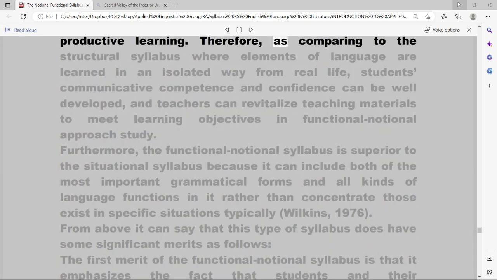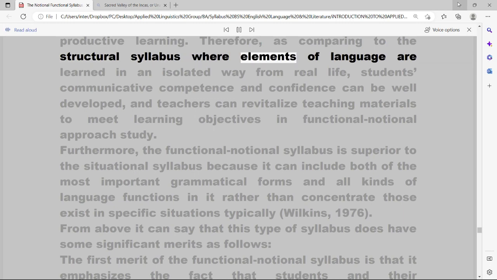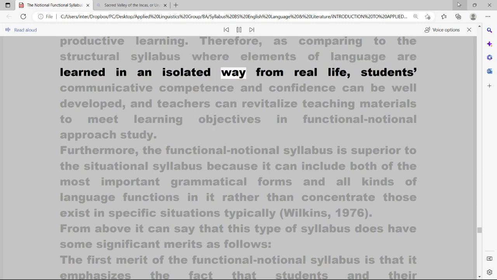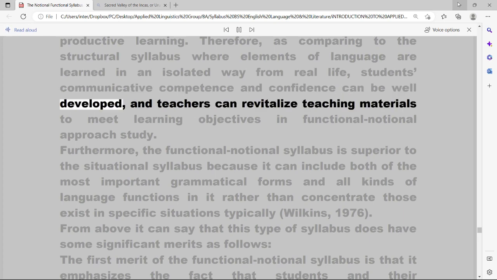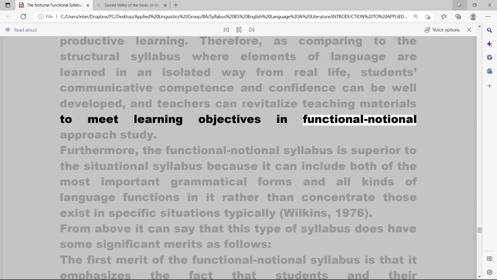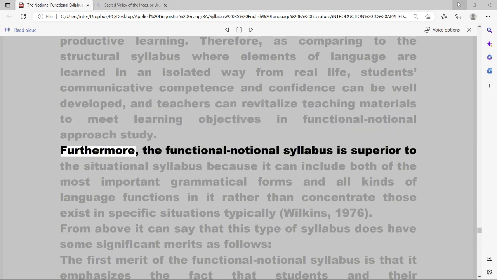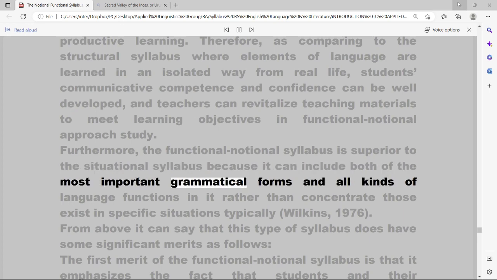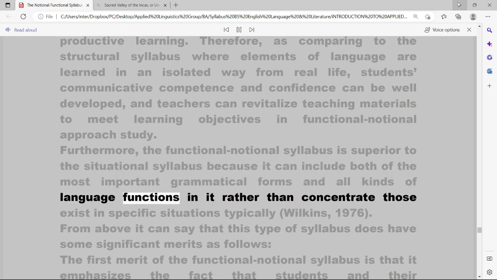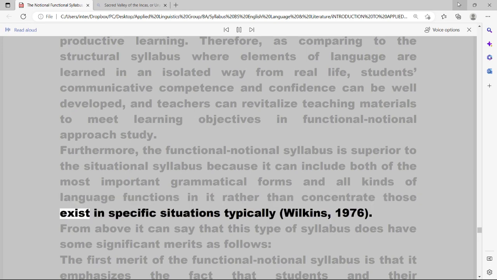Therefore, compared to the structural syllabus where elements of language are learned in a way isolated from real life, students' communicative competence and confidence can be well developed, and teachers can revitalize teaching materials to meet learning objectives in the functional notional approach. Furthermore, the functional notional syllabus is superior to the situational syllabus because it can include both the most important grammatical forms and all kinds of language functions, rather than concentrating on those that exist in specific situations. Typically, Wilkins, 1976.